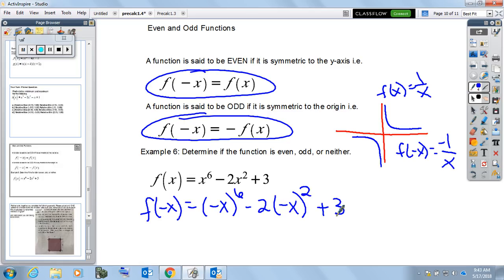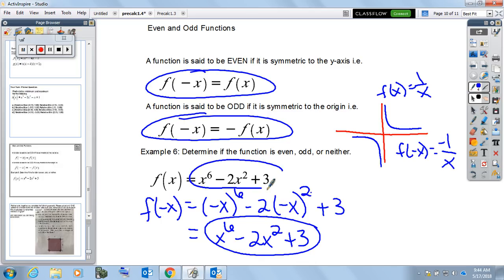So negative x to the 6th power is positive because it's an even degree. So x to the 6th. Negative x squared, well, that's just going to be negative x times negative x, so it's a positive as well. So positive x squared times negative 2, you still have negative 2x squared, and plus 3. So this completely matches with my original function. And once it does that, this is a key factor that we have an even function that we are dealing with.